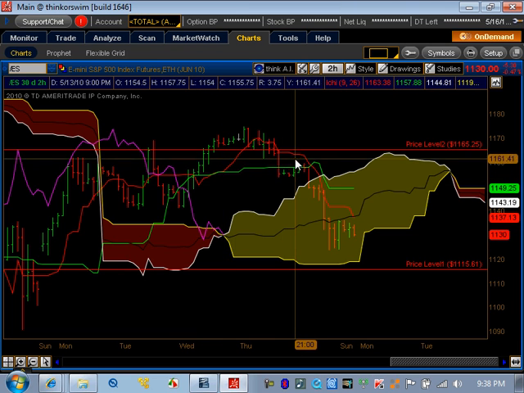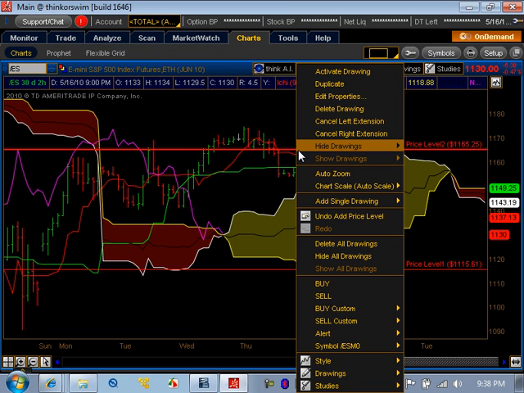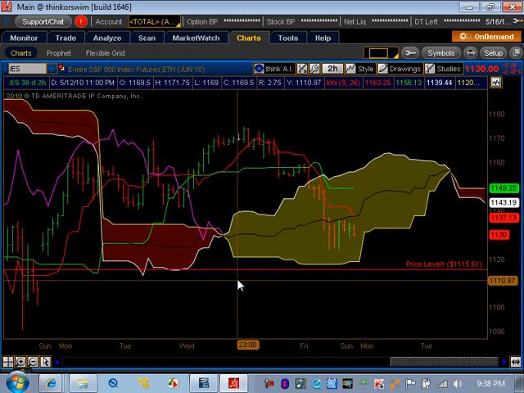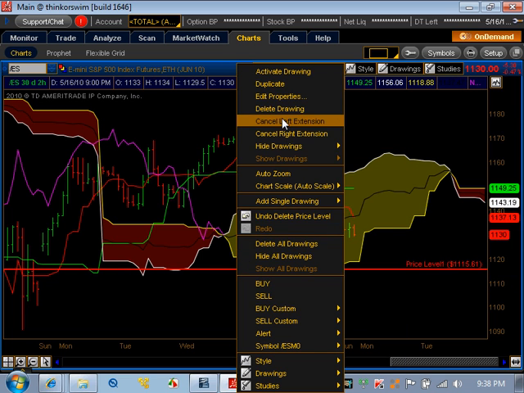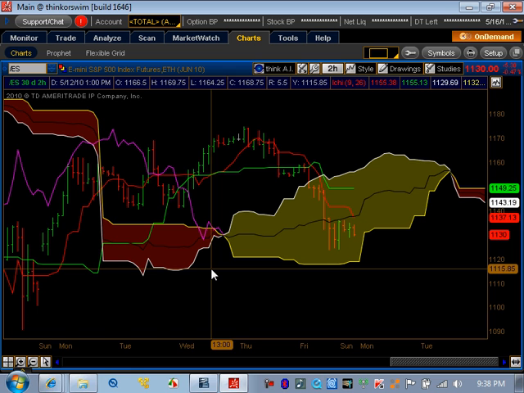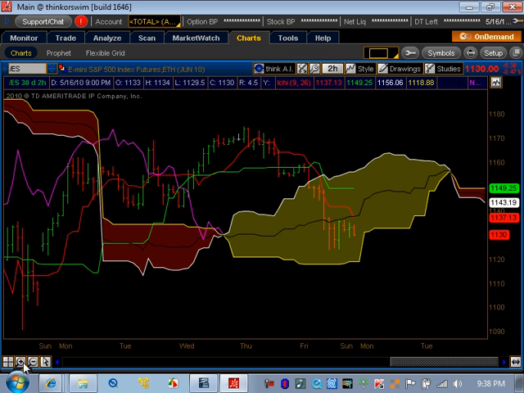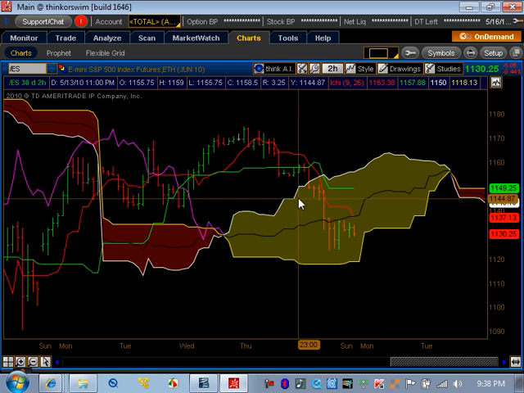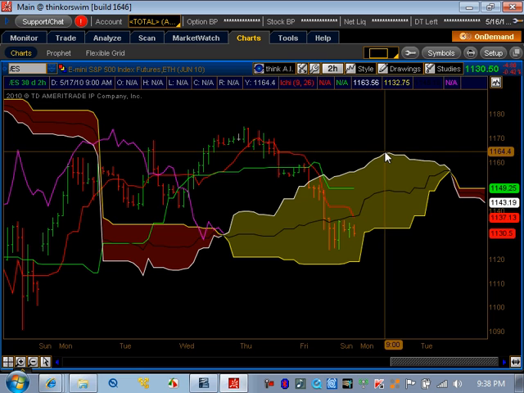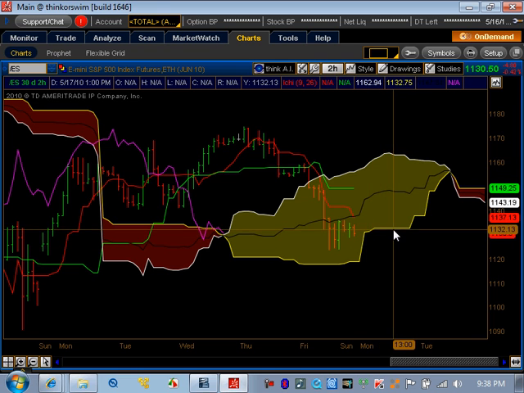Okay, now from the last video we kind of did these lines. I'm just going to delete them in Thinkorswim, and we're going to now talk about the cloud, the Kumo Cloud. As we talked about before, the Senkou A, which is this white line, forms the top of the cloud, and the Senkou B forms the bottom of the cloud.